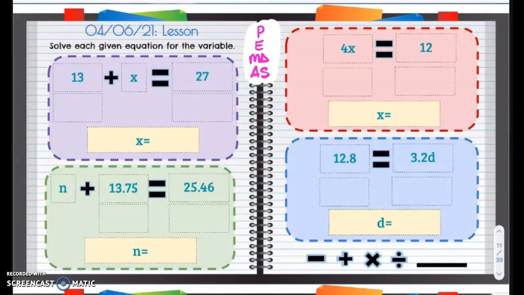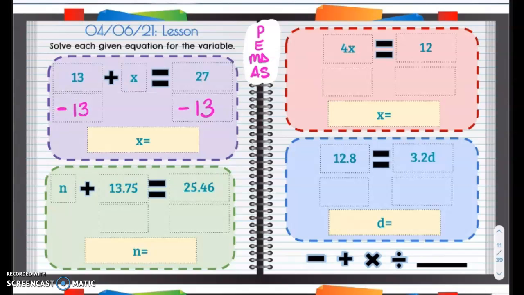Instead of adding, so this is adding, we're 13 plus that x equals 27. The opposite of adding, since there's nothing in front of that 13, it's positive. Since we're adding, we're going to do the opposite. The opposite is going to be subtraction. So we're going to do minus 13 on both sides. So you're going to put minus 13, minus 13.